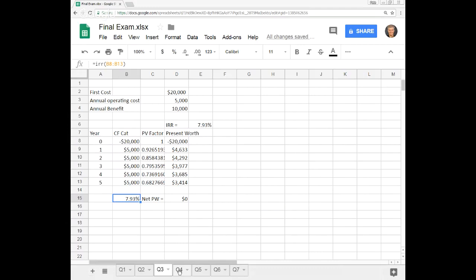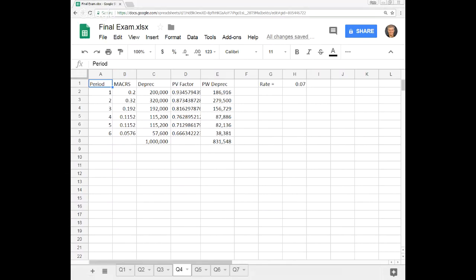Okay, now turning to question 4, which reads on the exam, a company purchased a machine for $1 million with a useful life, again 5 years, and a salvage value of $10,000. What is the present worth of the MACRS depreciation, modified accelerated cost recovery system, for the company if we require a 7% rate of return?